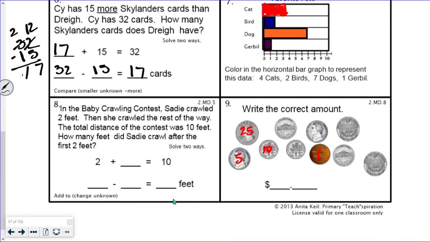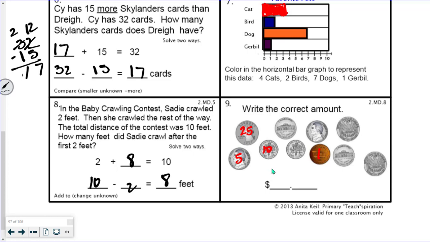Number 8. So in the baby crawling contest, Sadie crawled 2 feet. Then she crawled the rest of the way, so that's blank. And then the total was 10. So we're finding the difference between 10 and 2 to figure out how many feet Sadie crawled. So 10 minus 2. And then you should be able to solve this one on your own. 10 minus 2 equals 8. So that means 2 plus 8 equals 10. So Sadie crawled 8 feet after the first 2 feet.